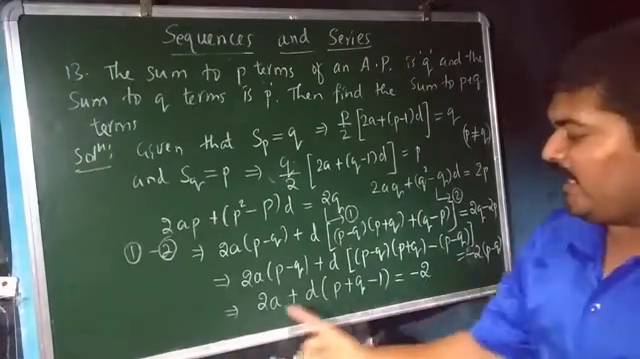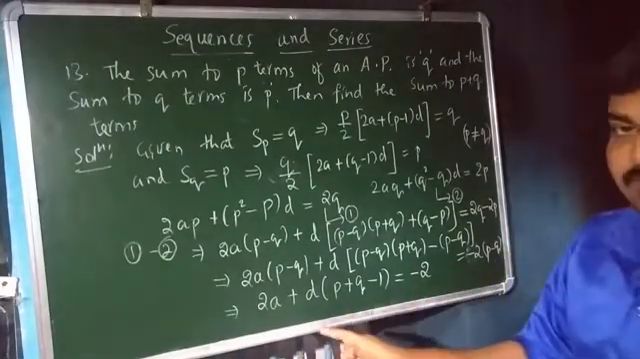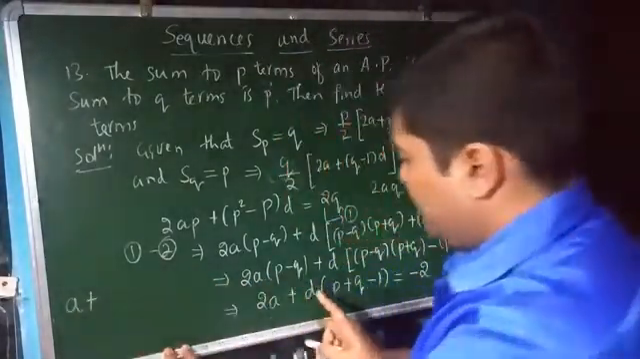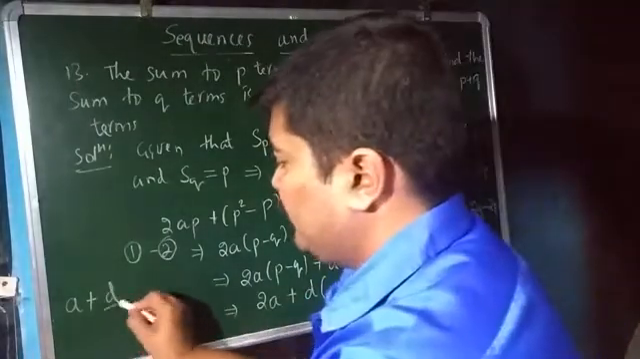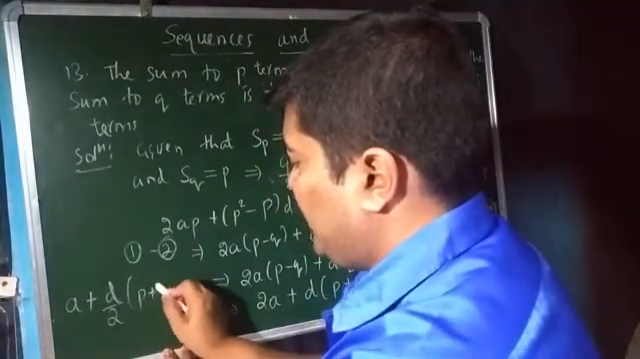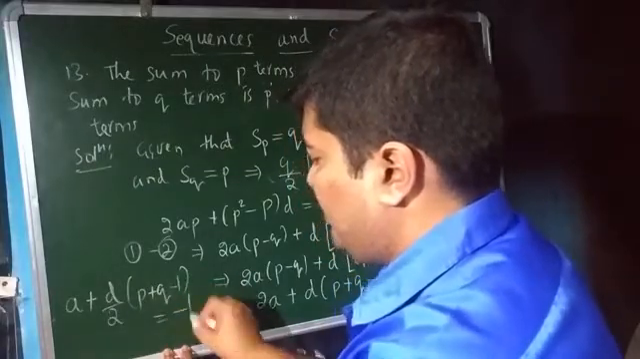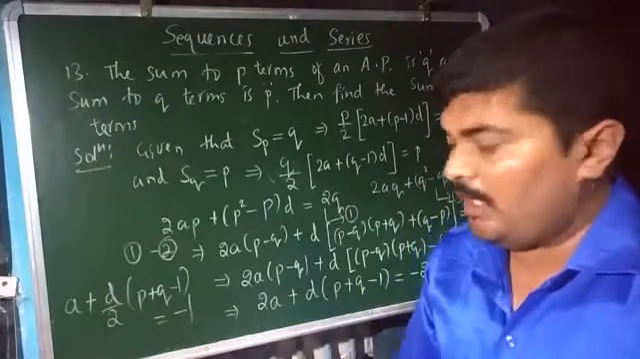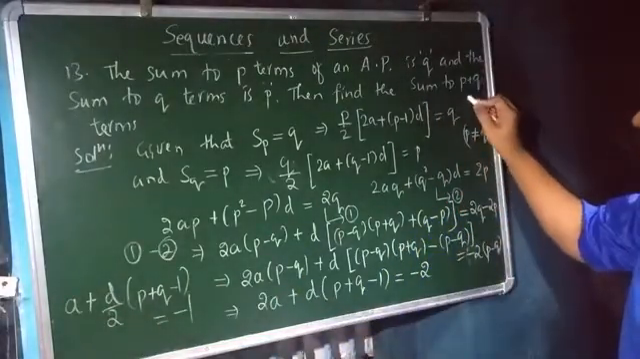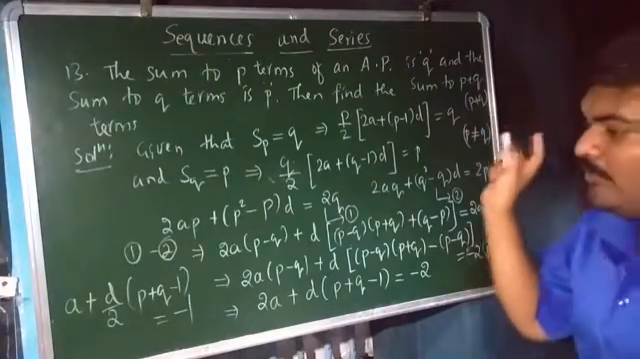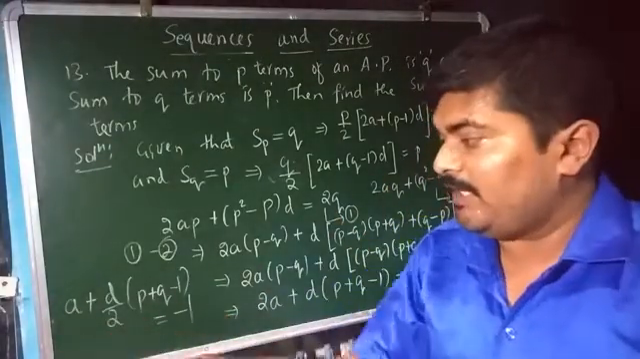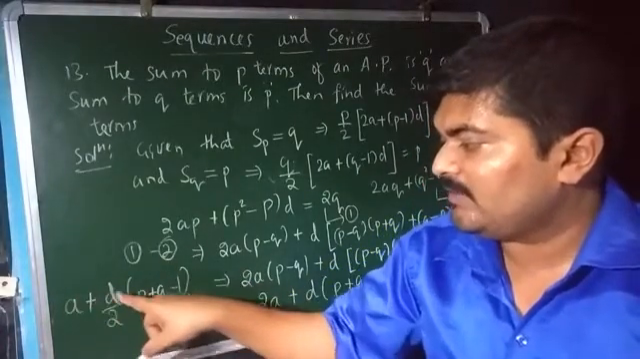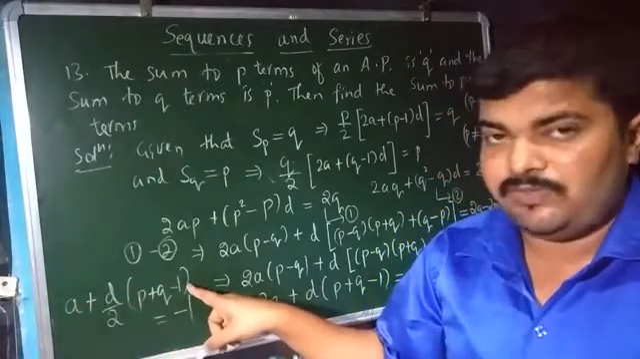Now divide this entire equation throughout by 2 itself. What you are just left with? 2a by 2, that is equal to a, plus I will get d by 2 into p plus q minus 1 is exactly equal to minus 1 you will get. Now multiply both sides of this particular equation by the term, which one? p plus q. If you do that, after taking the LCM and cross multiplying, you will get p plus q by 2 into 2a plus d into p plus q minus 1, isn't it?